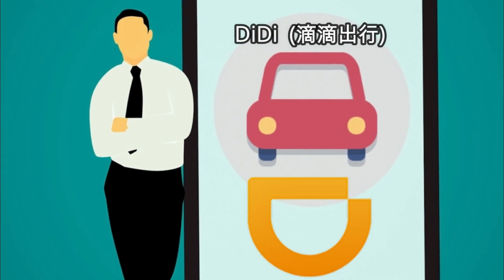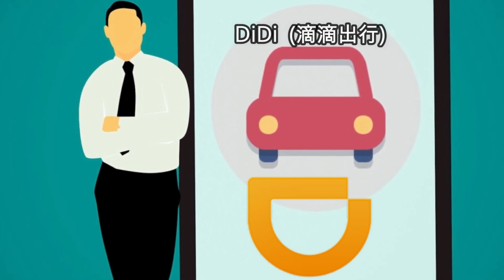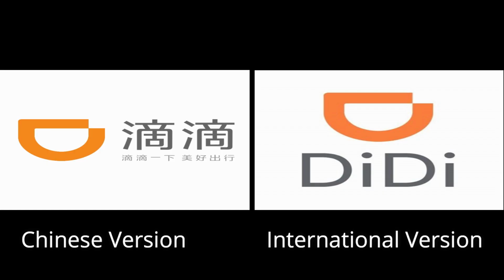Didi is a Chinese taxi app for ride hailing and ride sharing. There are two versions of the app, the Chinese version and the international version. We use the international version. There are less features, but it's all in English.